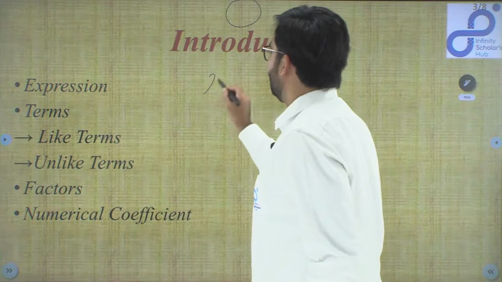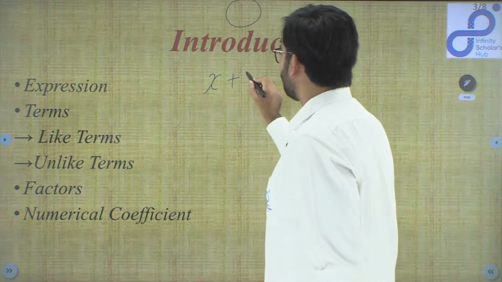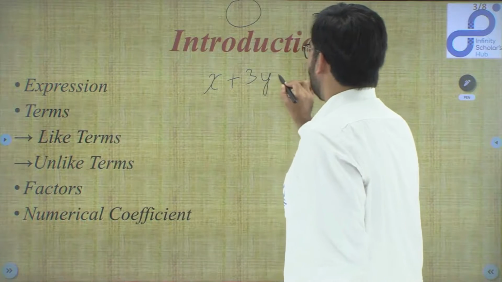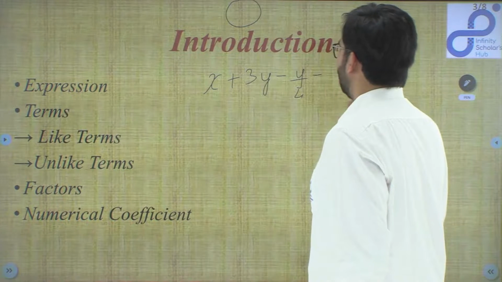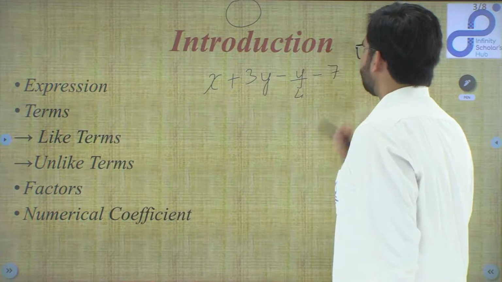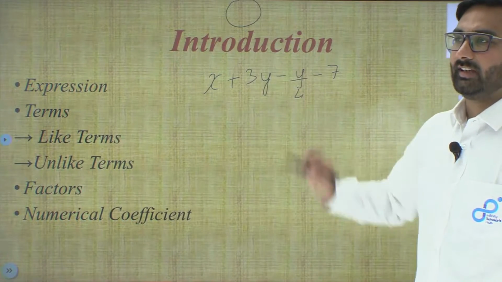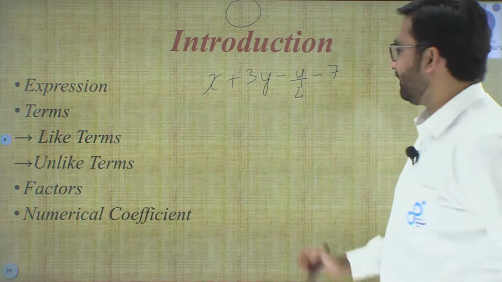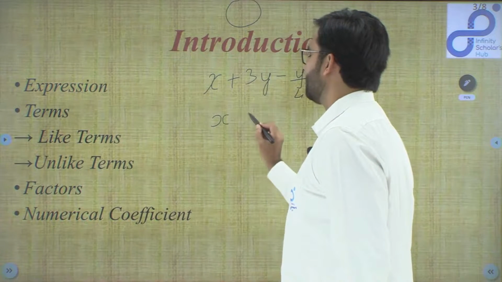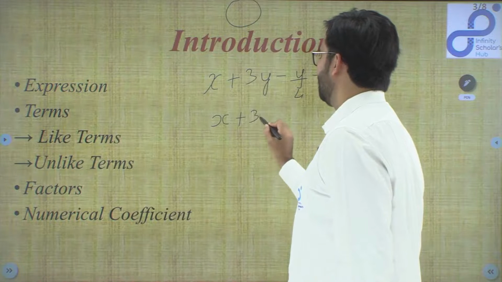So let's say if I write x plus 3y minus y by 4 minus 7. Okay, now this is an expression. Why this is an expression? Because I have added 4 terms over here. Let me write those 4 terms first. So this is x plus 3y.